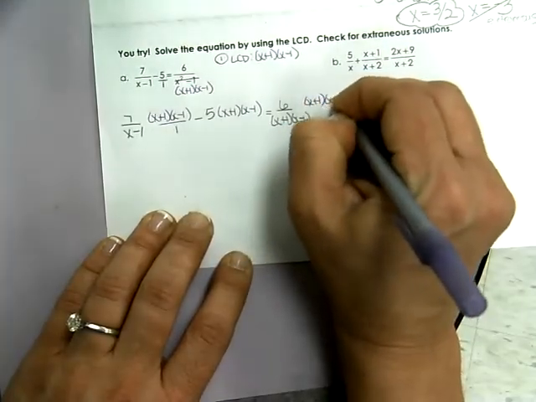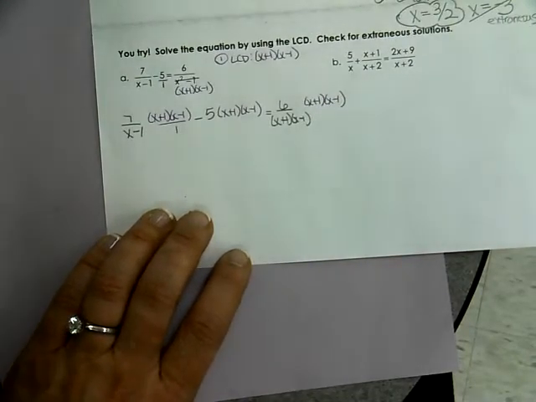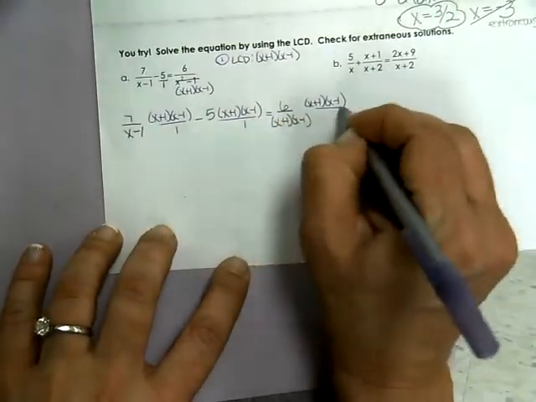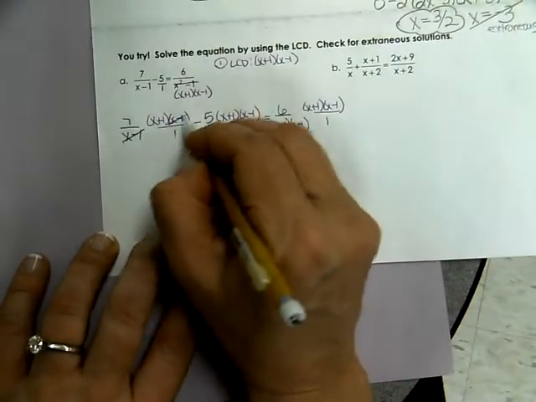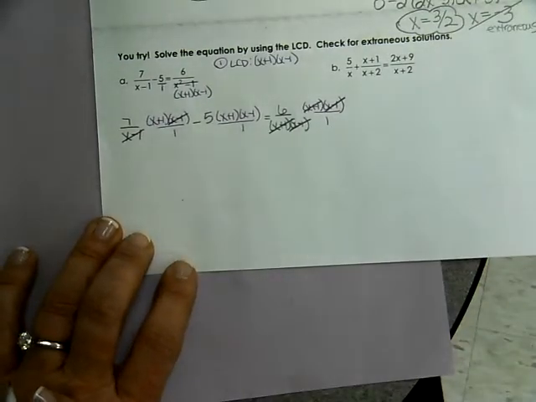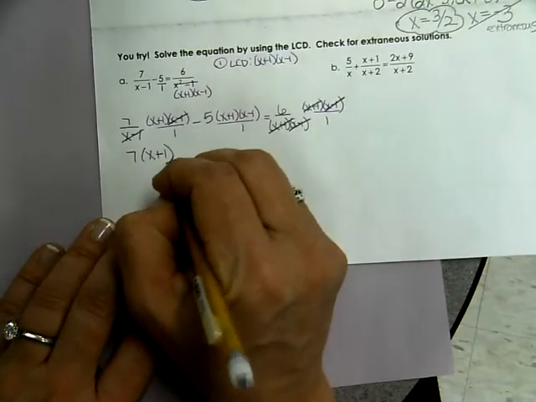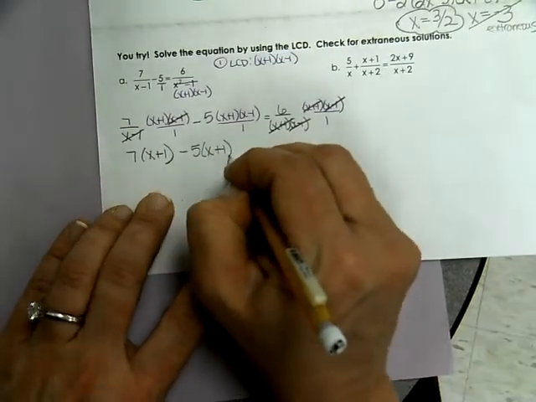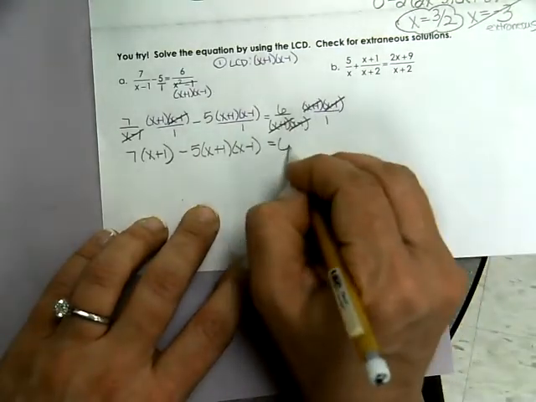And I know that that step takes a lot of time and space, and it might seem a little obnoxious, but it's so nice to see exactly what is happening. You're showing me that you're distributing it to every single term, and then you can be certain what is legal for you to cancel out here. Okay? So I have 7 times the quantity x plus 1 that's left here. I have negative 5 times the quantity x plus 1, x minus 1 here. And then I have equals just 6 over here.